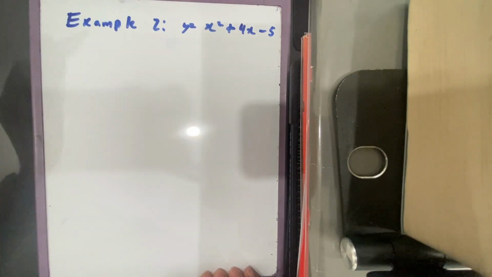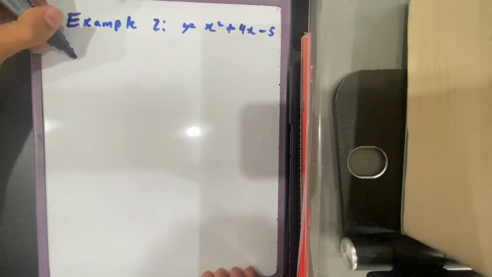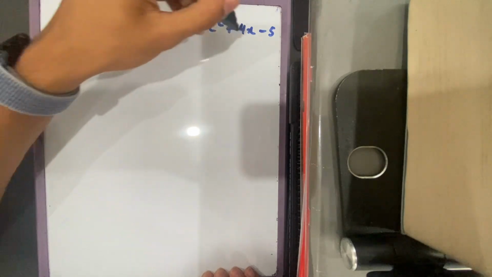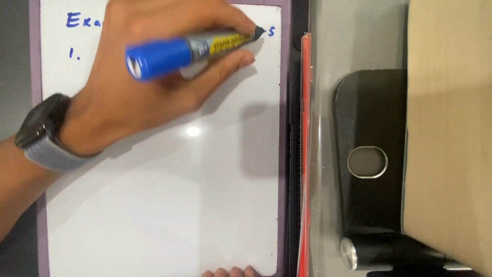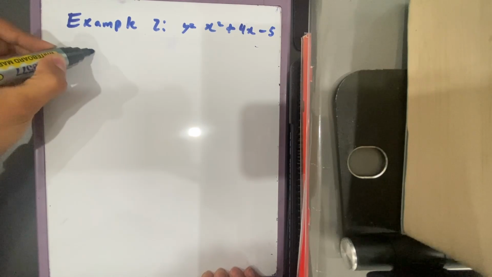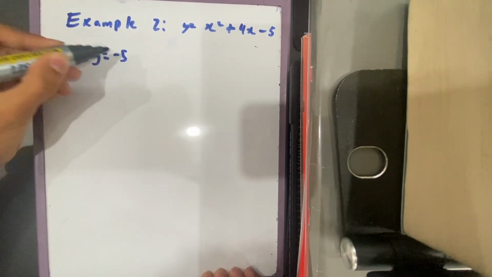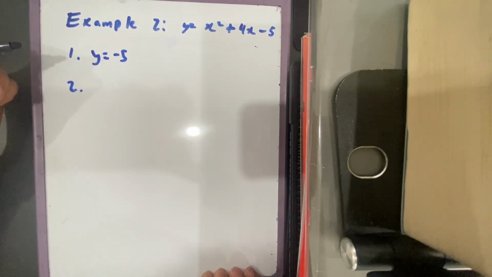Now for example 2, we'll go with this example where you can't simply just factorize and get your x-intercept, but I'll go through it. So first step was to find the y-intercept, let x equal 0, or just look at our c value here. So our y-intercept would just be -5. Second step, find the x-intercept.